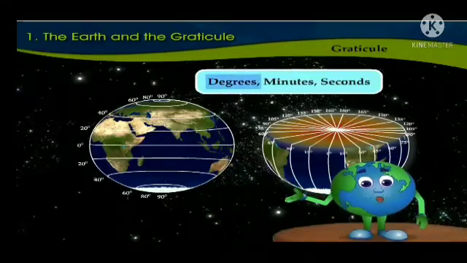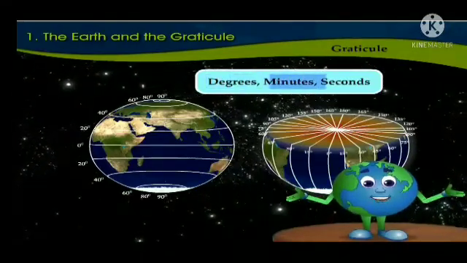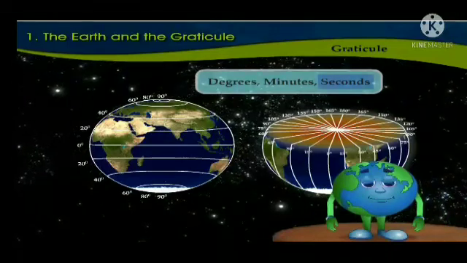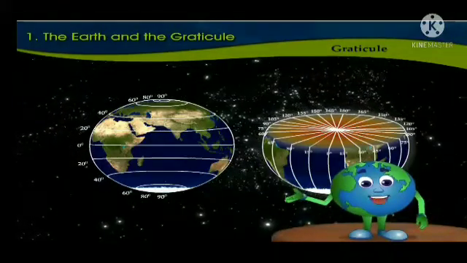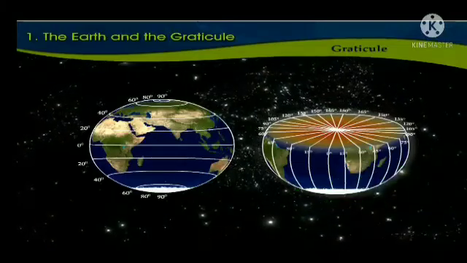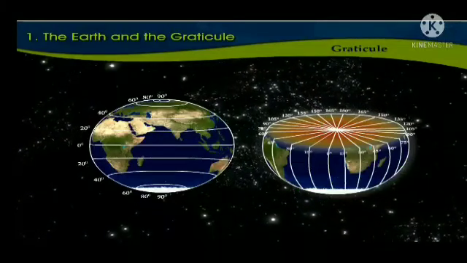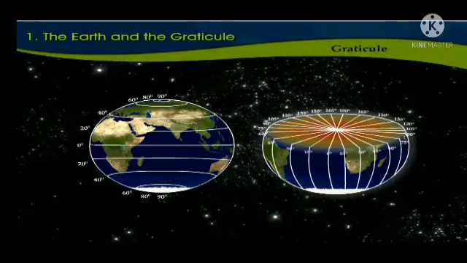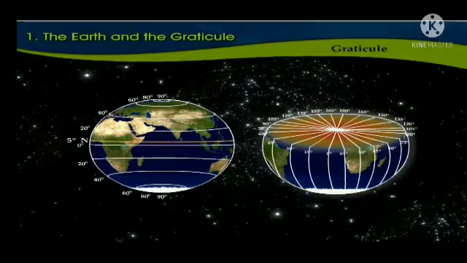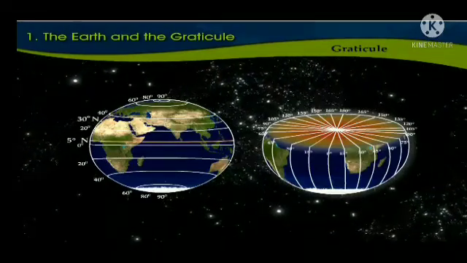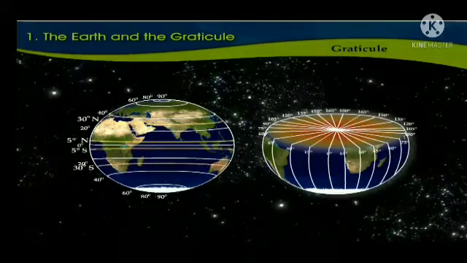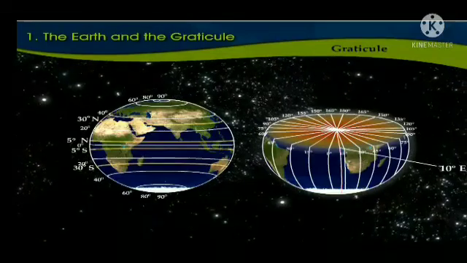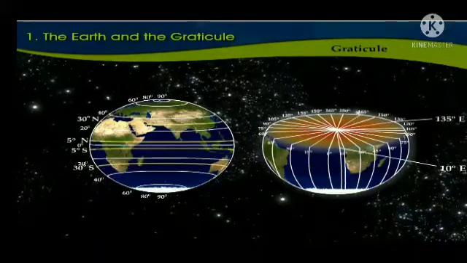What labels do these lines have? Correct. These lines are labeled as 5 degree north, 30 degree north, 5 degree south, 30 degree south parallel, and 10 degree east, 135 degree east, 10 degree west, 135 degree west meridian.